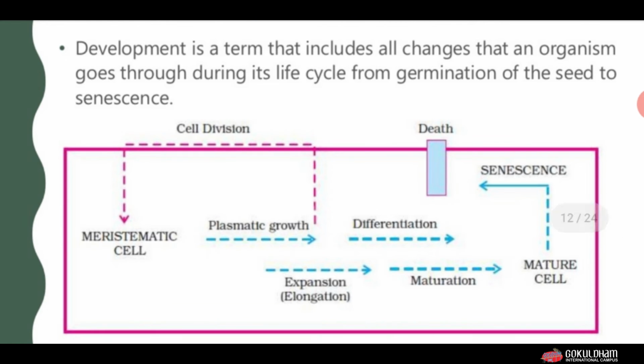Here in the figure you can see that first the meristematic cells divide and redivide and produce plastic growth, then they differentiate and become mature, and the mature cell later undergoes senescence or death.